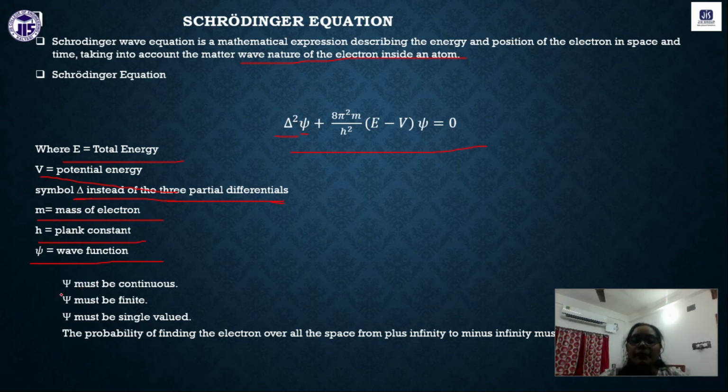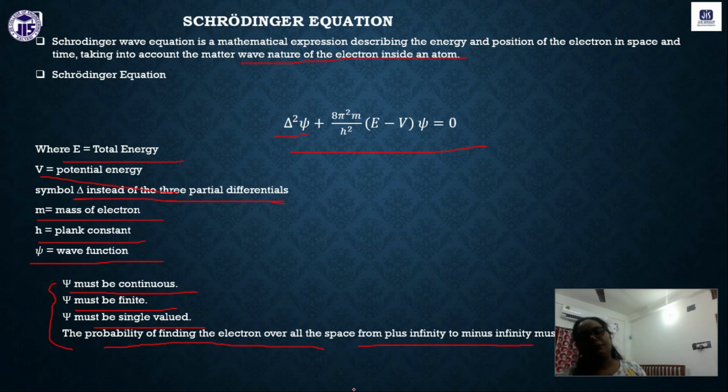Some conditions are there for psi: psi must be continuous, psi must be finite, must be single valued, and the probability of finding the electron over all space, from minus infinity to plus infinity, must be one. Okay, so this is the Schrodinger equation.